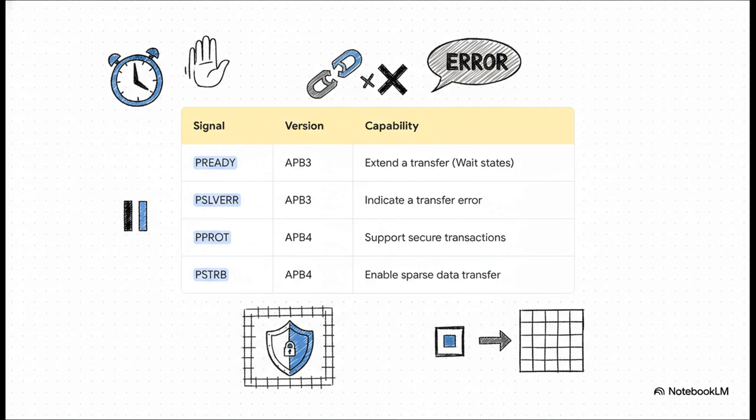Like, what if your peripheral needs an extra moment to get data ready? Well, PREADY basically lets it raise its hand and say, hold on, I'm not ready yet. Or what happens if something goes wrong? PSLVERR lets the peripheral yell, hey, that transfer failed.